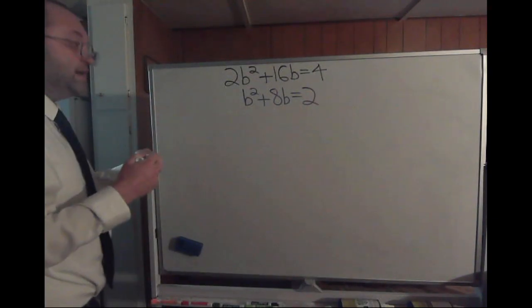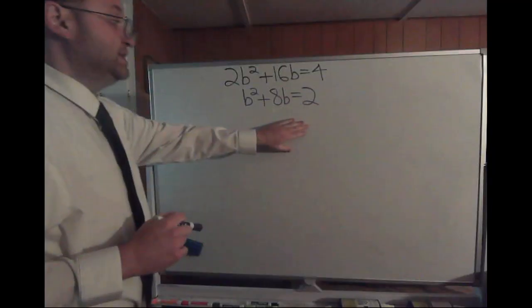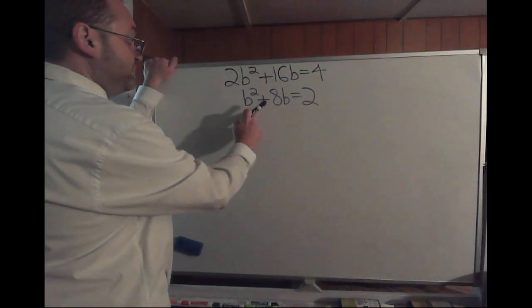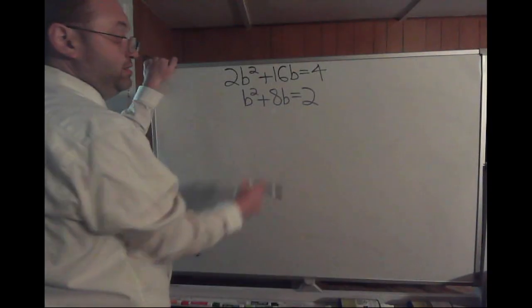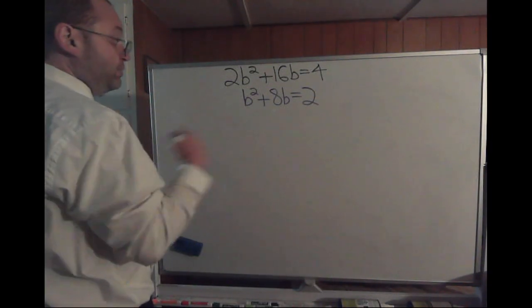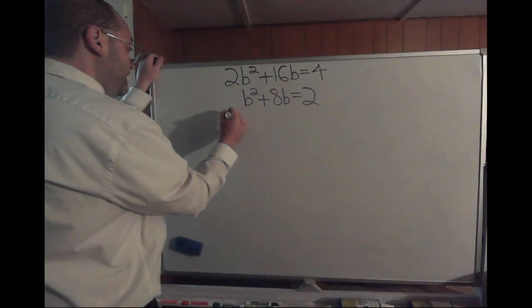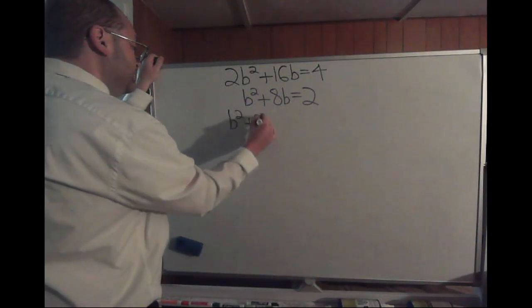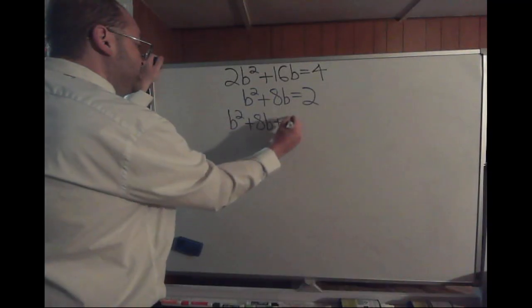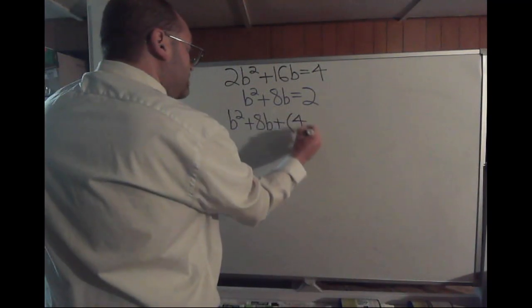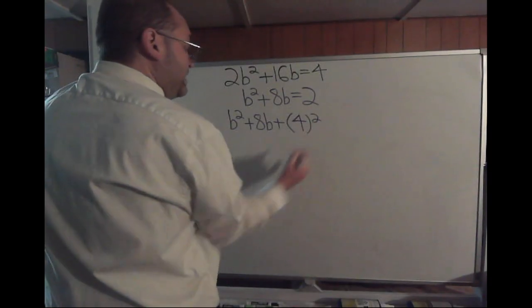So now you've made it into something where you can complete the square. Well, we definitely couldn't factor b squared plus 8b equals 2. There's no way to do that. So now we need to complete the square. So we'll have b squared plus 8b plus, now you're going to take half of that 8, which is 4. You're going to raise that to the second power.